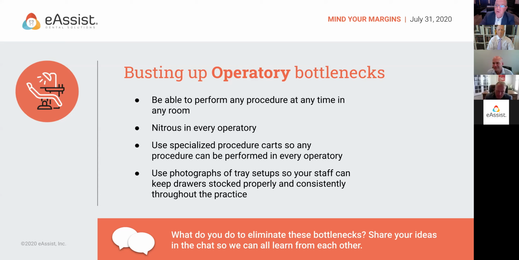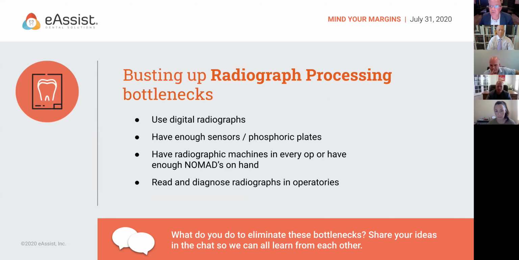Another important thing too is having photographs of tray setups in your drawers so people know what's supposed to go where. It's just a basic lean manufacturing system. You want photographs and imaging and graphics to help in the time of the whirlwind when they're trying to set up the tray properly, so they know exactly what's supposed to go where. If that is one of your bottlenecks, then those are some ideas. Any other ideas, please drop them in the chat box.